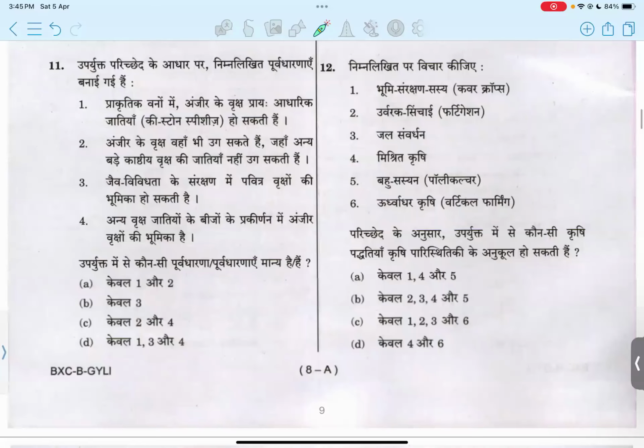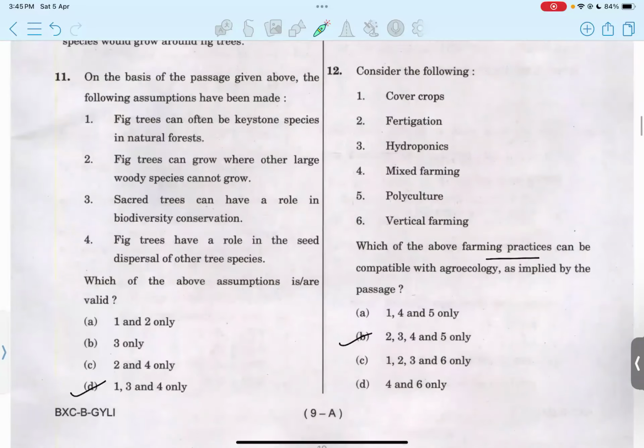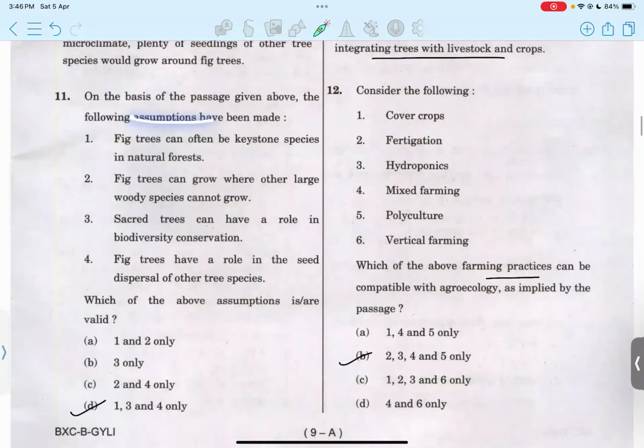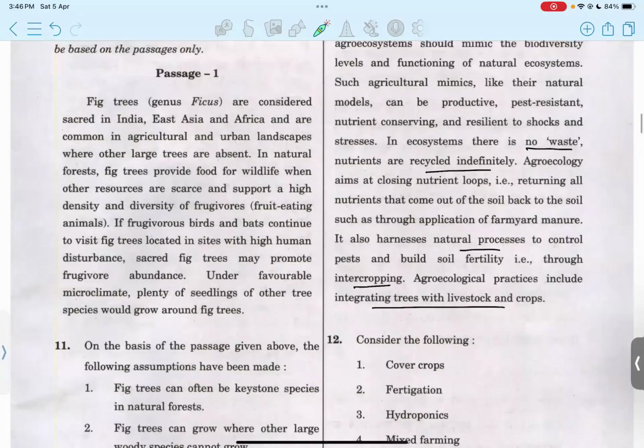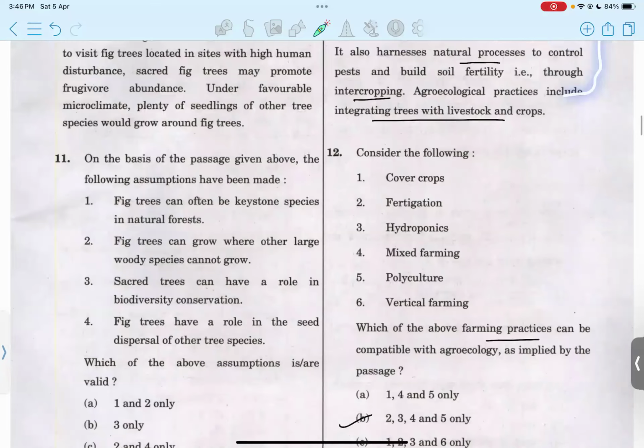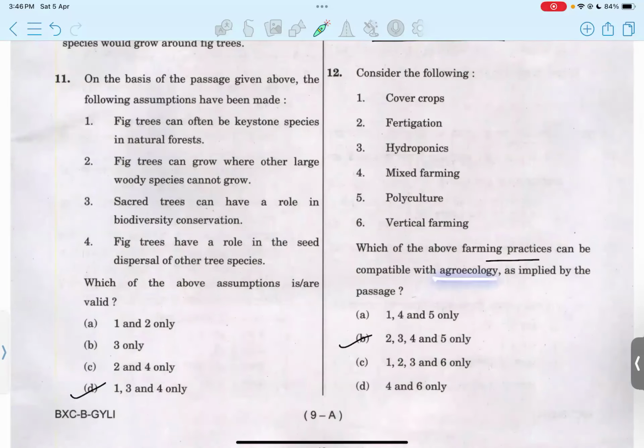Then again moving to the passage, question number 11. So here we have to identify assumptions. So I believe 1, 3 and 4. 2 should be incorrect. ऑप्शन डी. In question number 12, on the basis of the passage, the main theme that it is talking about is agroecology. So you have to identify out of the given options how many fit into the concept of agroecology. So I believe 2, 3, 4 and 5. ऑप्शन ए. A 1, 4, 5. Yes, Mansi. 1, 4, 5.